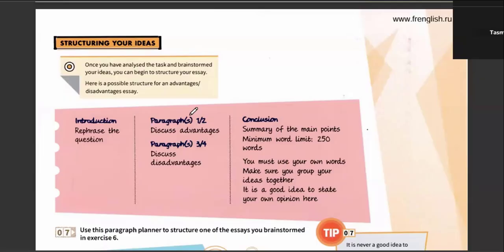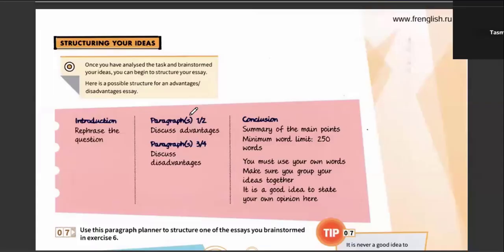Next, for the second and third paragraphs, there can be two main bodies. In the first main body, you discuss the advantages of the topic. After you're done discussing the advantages, you move on to the second main body, that is, the third paragraph out of the four paragraphs. You write the disadvantages there. And lastly, after discussing the advantages in the second paragraph and disadvantages in the third paragraph, you have the last paragraph, that is the conclusion, where you sum up all the things that you talked about.